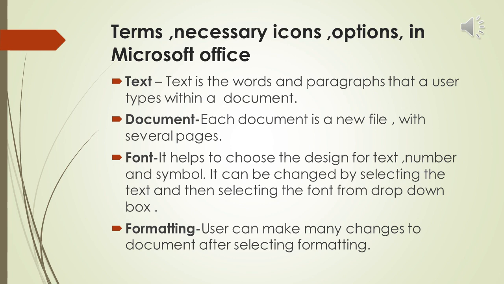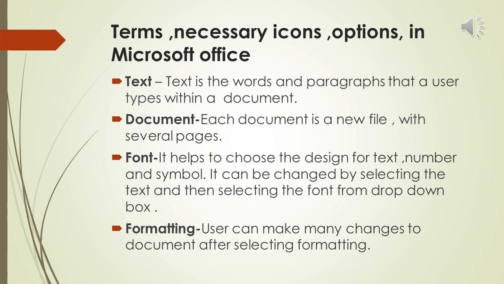So first of all, let's get familiarized with some terms related to MS Office. Like text. Text is the word and paragraph that a user types within a document. Document is a new file with several pages. Font helps to choose the design for text, number and symbol. It can be changed by selecting the text and then selecting the font from the drop-down box.